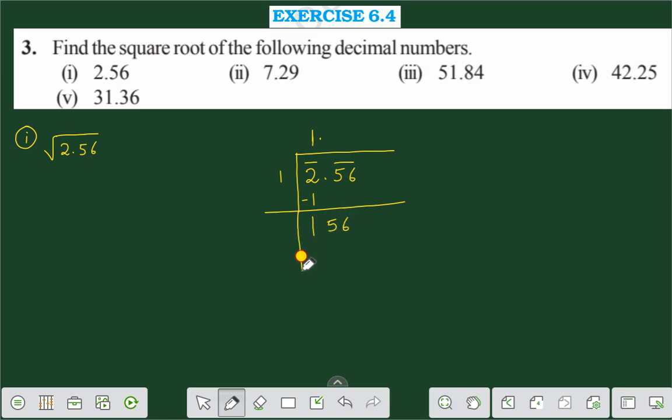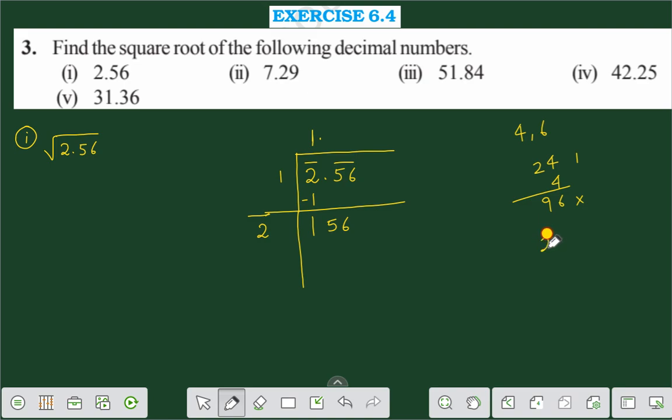Now double the quotient. That is 2 1 2. Here you see the unit place is 6. That means it will be either 4 or 6, so you have to multiply with 4 or 6. Let us first try for 4. That is 24 with 4. 4 4 is 16, carry 1. 4 2 is 8, plus 1 is 9, so 96. No. That means you have to multiply with 6.